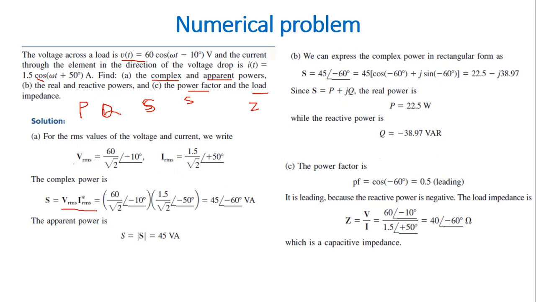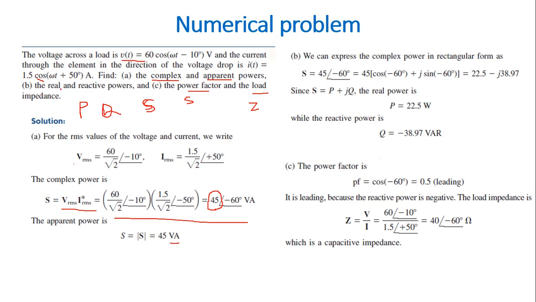Complex power is Vrms into the complex conjugate of Irms. Substitute the values and find the value of complex power. Now apparent power is nothing but the magnitude of complex power, which is nothing but 45, and the unit of apparent power is volt amperes, right?